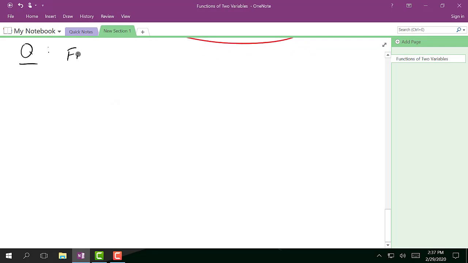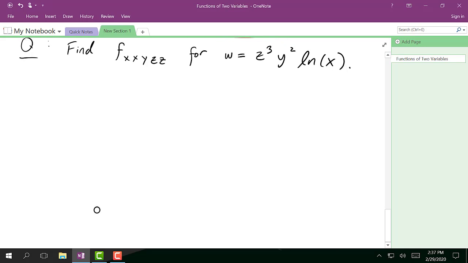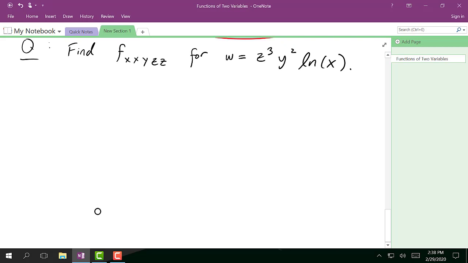So what you're going to do is find, for a function f, this crazy sequence of partial derivatives, x, x, y, z, z, for w equal to z cubed, y squared, natural log of x. I'll leave this one for you to work on, so you can pause it real quick, because I'm going to write the answer here in a second.